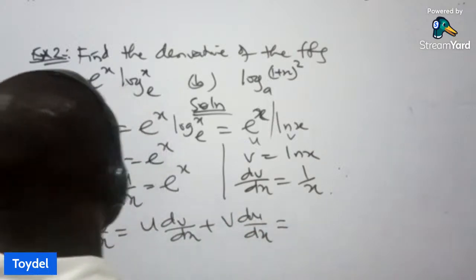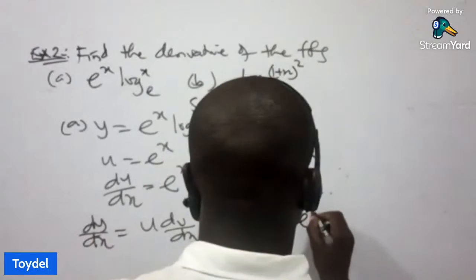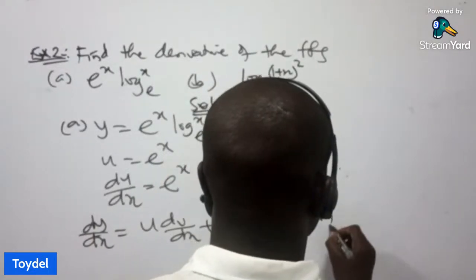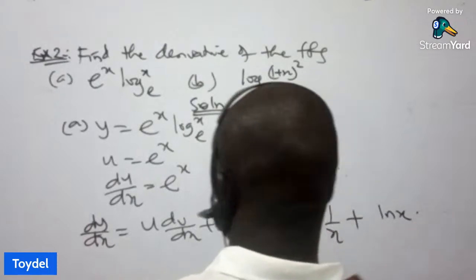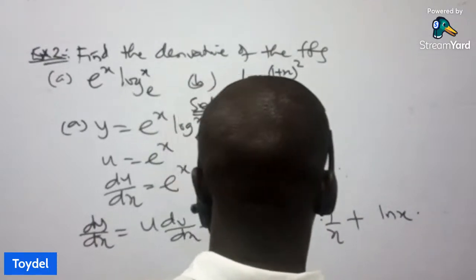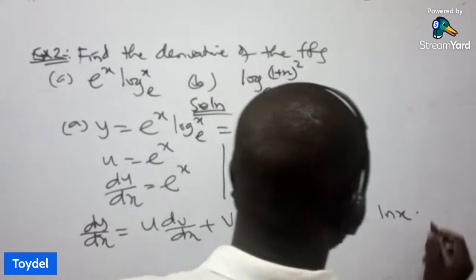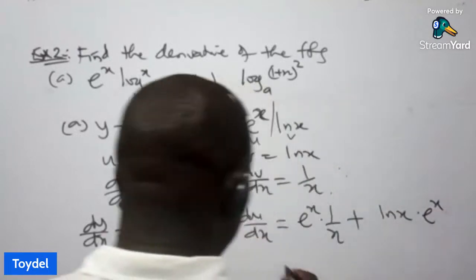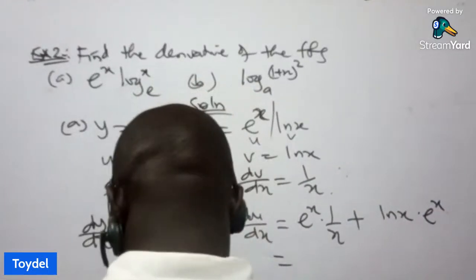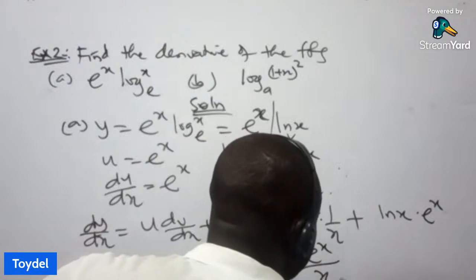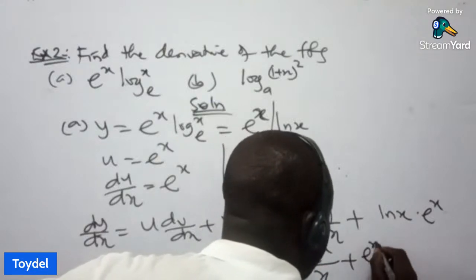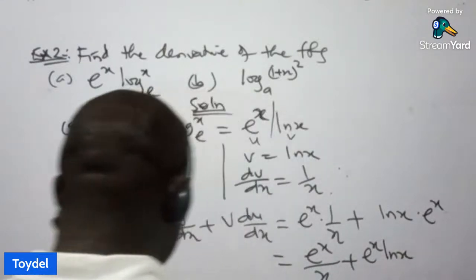Then in this case, u is given as e^x, multiplied by dv/dx, which is 1 over x, plus v, which is given as ln x, multiplied by du/dx, which is e^x. So if we simplify this, we're going to have e^x all over x plus e^x ln x, and that's what we are going to get.